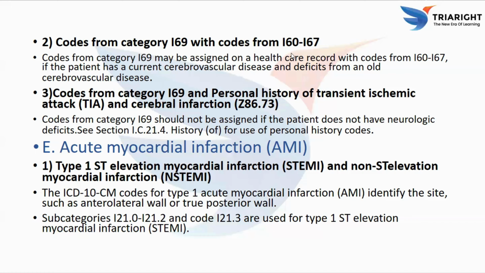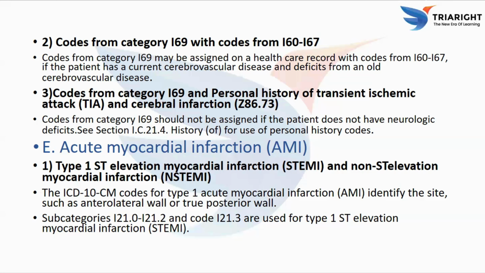This is about the codes from category I69, and also the personal history of transient ischemic attack and cerebral infarction. So how do you code these? If a patient doesn't have any long-lasting neurological problems from a past stroke or TIA, you must not use the I69 code. Instead, you have to use the personal history code, that is Z86.73, which just means they had one before but they have recovered. So it denotes a history code, and we have to assign the code Z86.73.